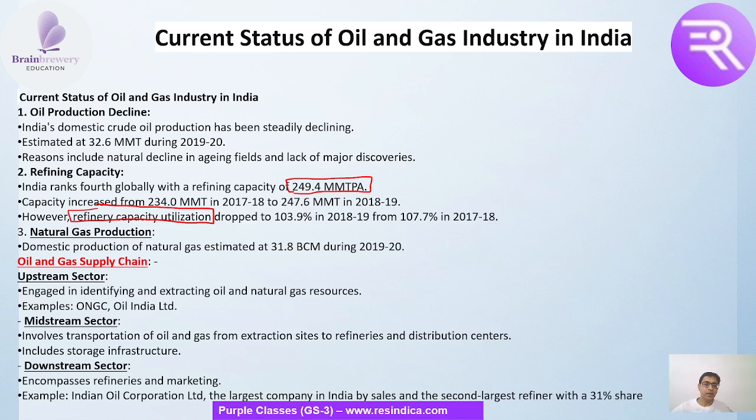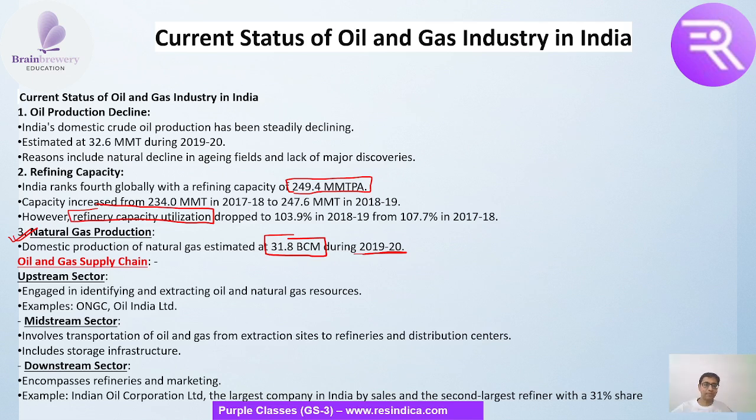Then we have natural gas production. India's domestic production is around 31.8 billion cubic meters in 2019-20. Now we wanted to know what this whole process of the oil and gas industry is and how it works. There are three important streams: upstream, midstream, and downstream.